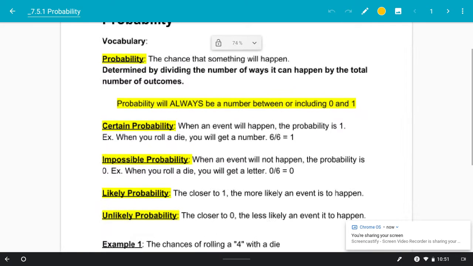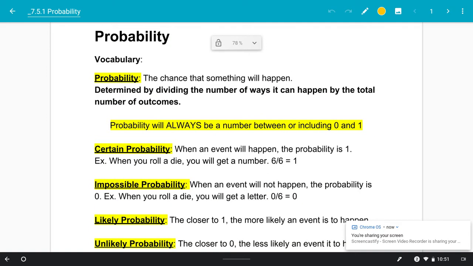Today we're going to start talking about probability. Probability is a very important concept for us to understand mathematically, and it's a really great application of real world math. This is something that we definitely see a lot of. So, what does probability mean? It's the chance that something will happen.